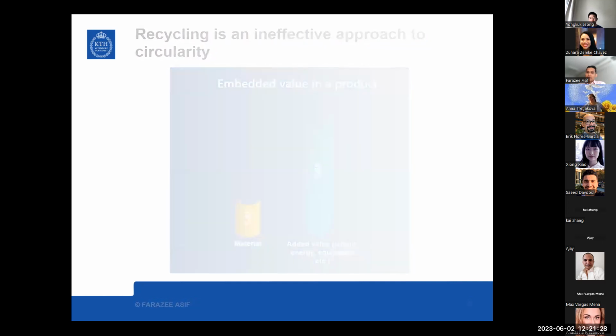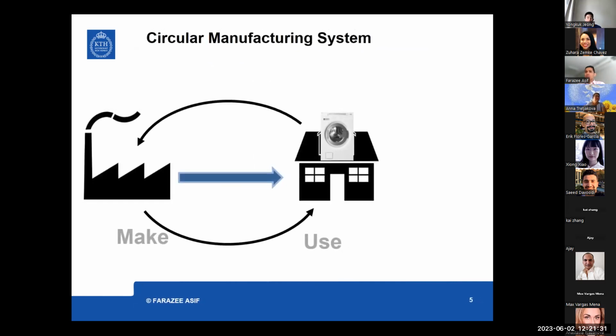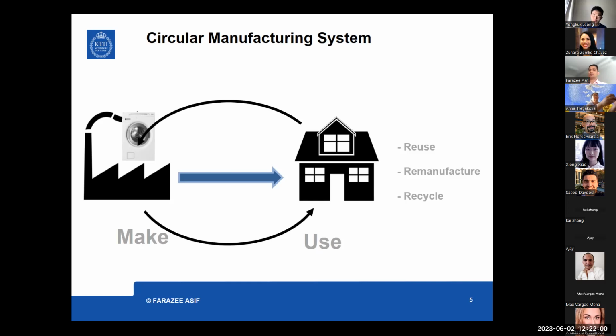Instead, if we can create a manufacturing system which is a little bit more circular, for example, when the product is coming to its end of life, we take the product back to where it was originally produced, and we reuse some of the components or remanufacture the whole product and send it back. And only when reuse and remanufacturing are not possible do we recycle. If we follow this approach, we can keep the loop of products and components closed for a longer time, and also the material loop closed for a longer time.